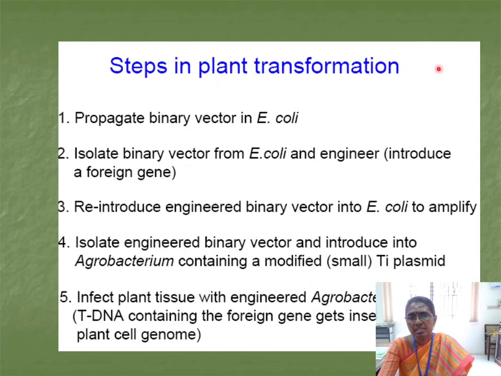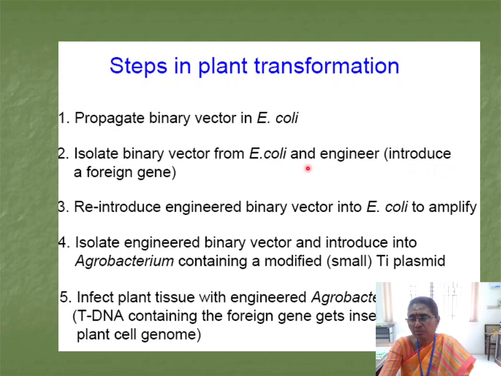Coming to the steps in plant transformation, namely Agrobacterium-mediated plant transformation. First, we have to propagate the binary vector in E. coli. As we have already seen in the earlier slide, it has an origin of replication for both systems, namely E. coli and Agrobacterium tumefaciens. Using this origin of replication, the binary vector will multiply in the E. coli system. Then we isolate the binary vector from the E. coli and engineer it with the foreign gene, namely our gene of interest.